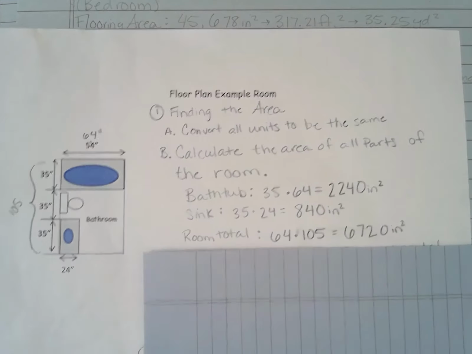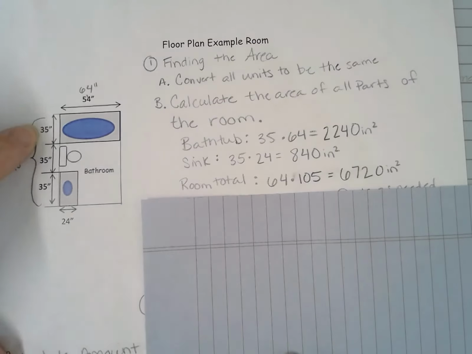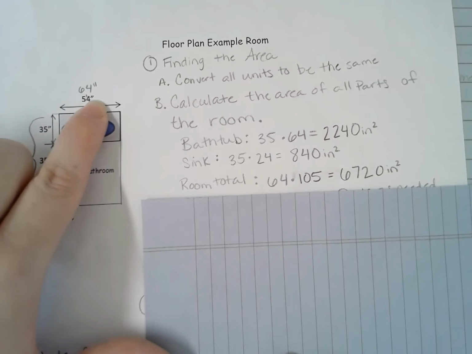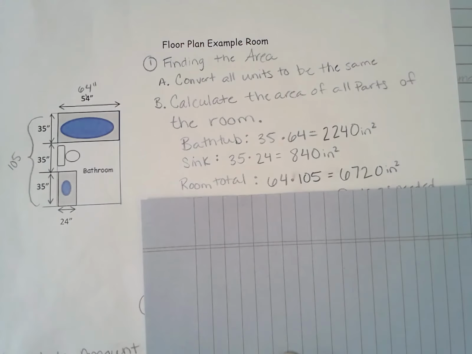So to find the bathtub, I took 35 times the 64 and got 2,240 inches squared. Then for the sink, I took 24 times 35 and got 840 inches squared. For the total room, I took 64 times 105 and got 6,720. Now I have to figure out which parts I actually need to floor under.